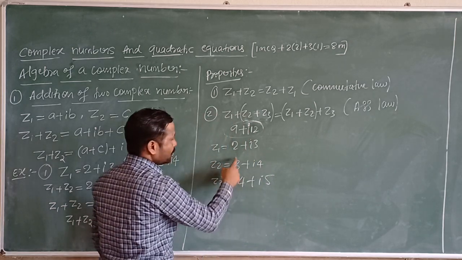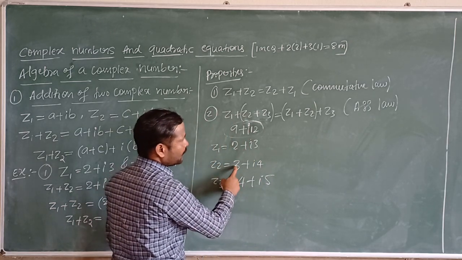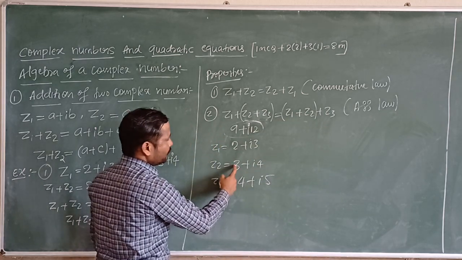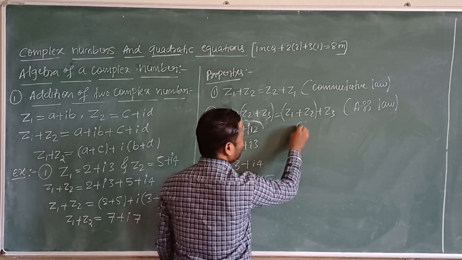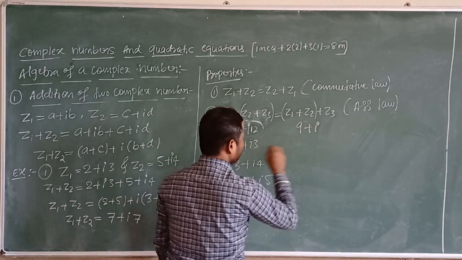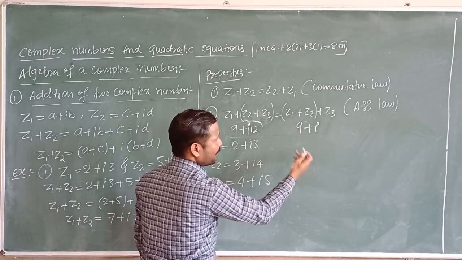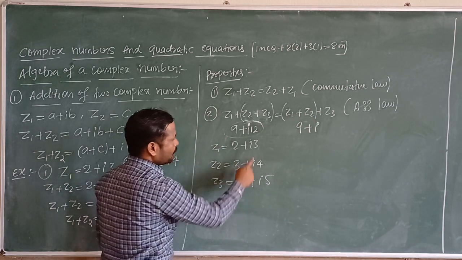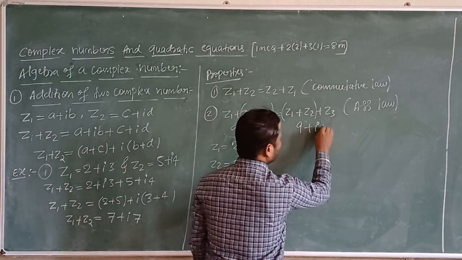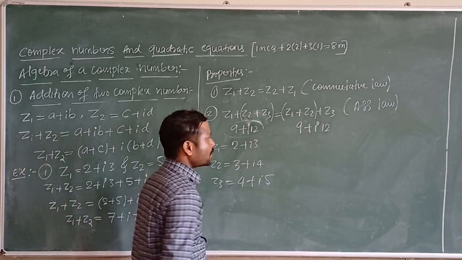Okay, z1 plus z2: 2 plus 3 is 5, then 5 plus 4 is 9, so the real part is 9. Then the imaginary part, keeping i as it is: first add z1 plus z2, 3 plus 4 is 7, 7 plus 5 is 12 only. See here, both the answers are the same.